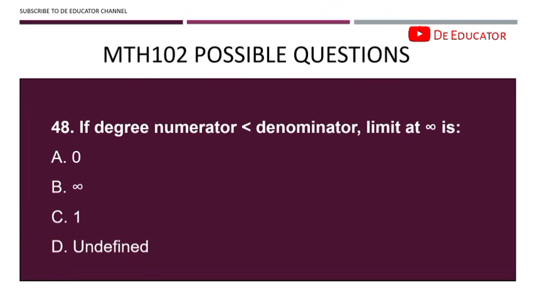48. If degree of numerator is less than denominator, limit at infinity is zero. It is zero. Why? Denominator grows faster, right? The denominator grows faster and the result tends to zero. As the denominator is growing faster, where is your result going to? Your result is going to what? Zero. But if the numerator is higher, what happens? Your result is going to infinity, right? So please take note of these two.